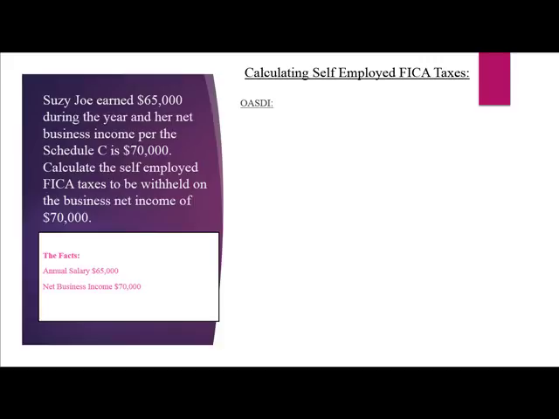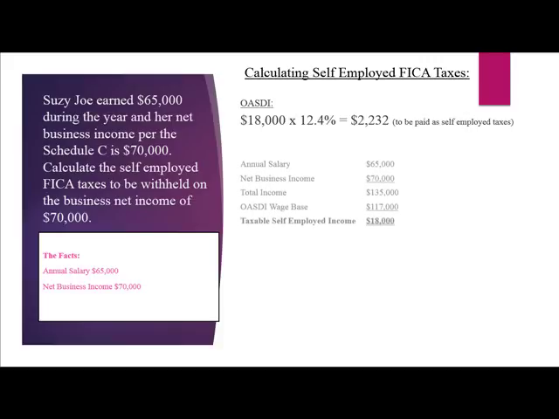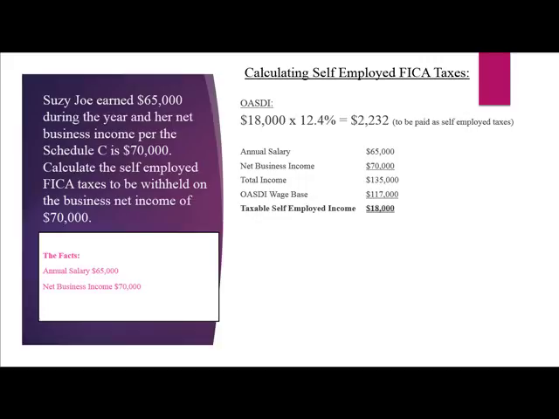Let's calculate the OASDI tax. $18,000 times 12.4% equals $2,232 to be paid as self-employed taxes. Why only $18,000? Because there is a wage base for OASDI. The annual salary is $65,000. The net business income is $70,000. Total income is $135,000. The wage base is $117,000. The difference between total income and OASDI wage base is $18,000.